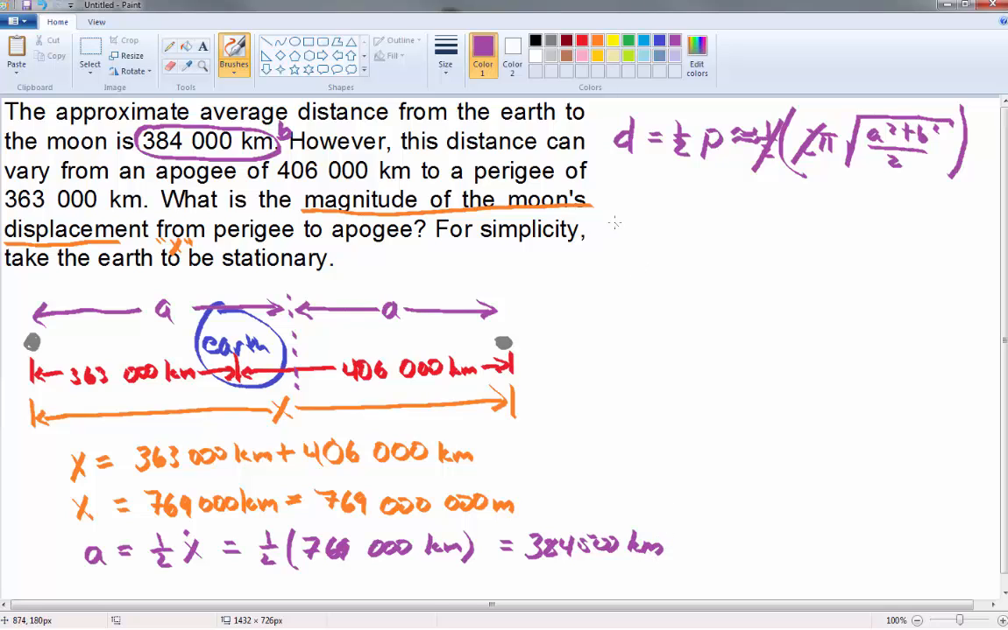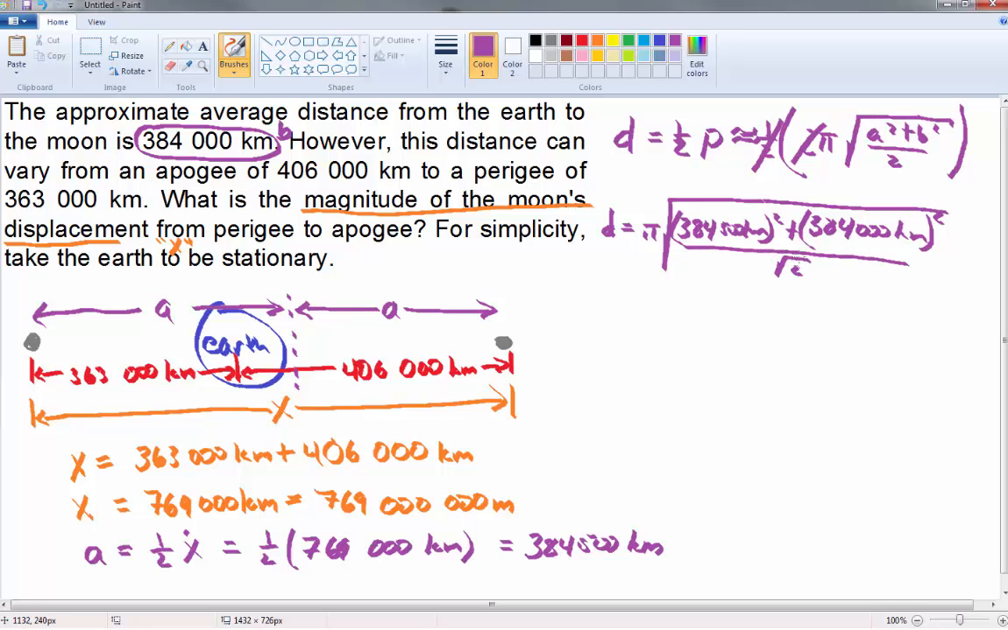So D is going to be equal to pi times the square root of 384,500 kilometers squared plus 384,000 kilometers squared. And then you also need a over square root 2. By the way, if we throw everything under the square root sign, then there's an over 2 here.